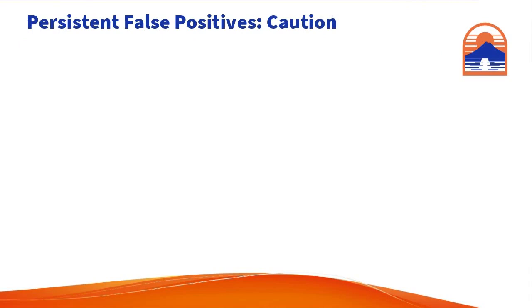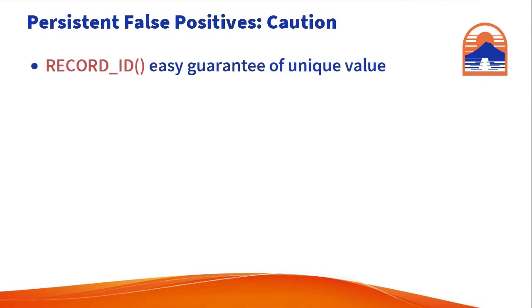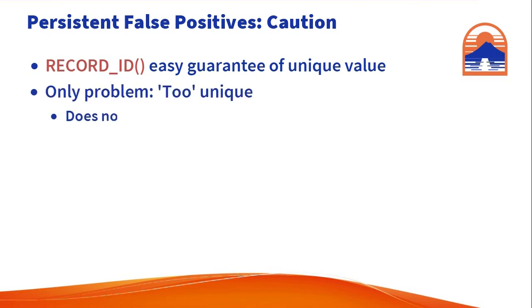There's one caution concerning persistent support for false positives I should raise, and it has to do with the use of record ID. I chose to use record ID as a guaranteed unique field for any base. The only problem is that it can be too unique. Namely, it does not transfer with duplicated bases.